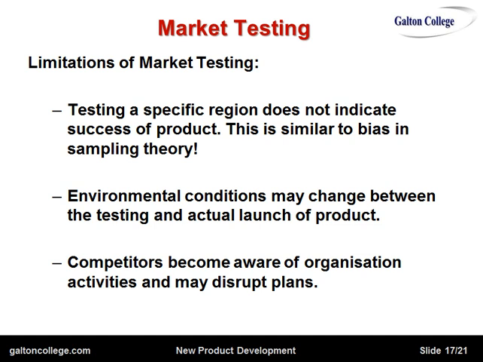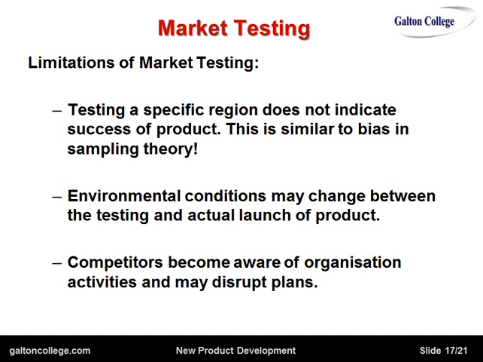Environmental conditions may change between testing and the actual launch. So even though it was successful, and even though perhaps the area was correct, by the time it was launched nationally, something has changed. Something in the environment had changed. Something in the economy had changed. Something had changed, so it wasn't successful. That's a problem.